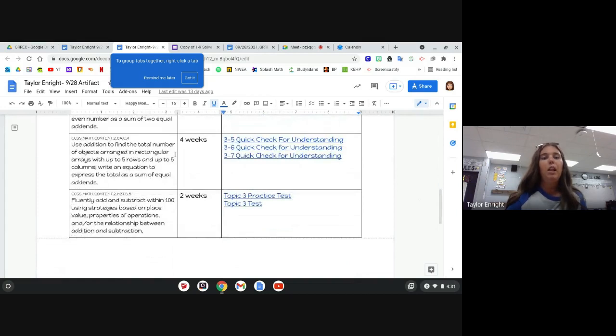This standard we spend a lot of time on: use addition to find the total number of objects arranged. Second grade is kind of the foundation, so they're ready for multiplication in third grade. So we spend a lot of time on repeated addition.